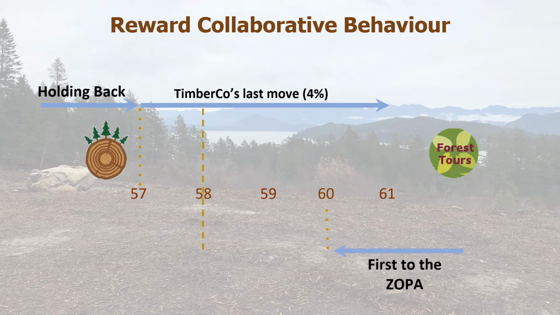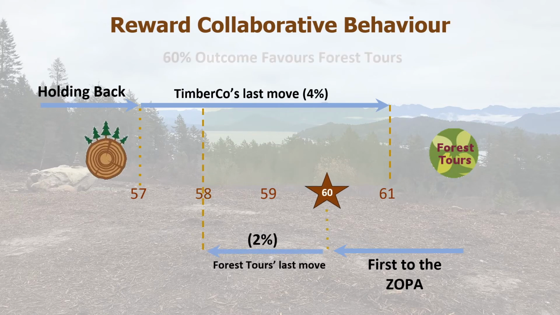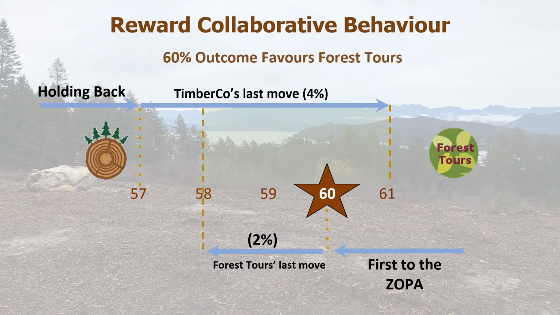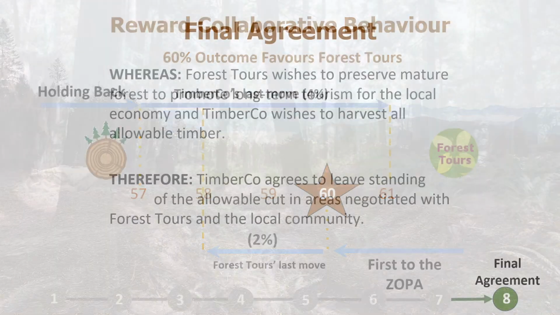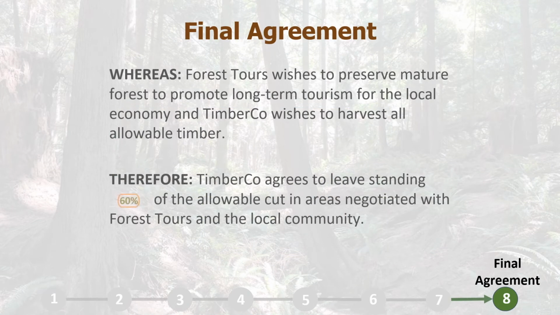In this case, Forest Tours is favored for making the smallest last move, and the outcome is declared to be 60%. But Timberco is also satisfied because the outcome is 1% less than they had been willing to accept. On agreement, the final document is automatically generated from the text of the single negotiating framework, and a certified PDF is available to both parties.